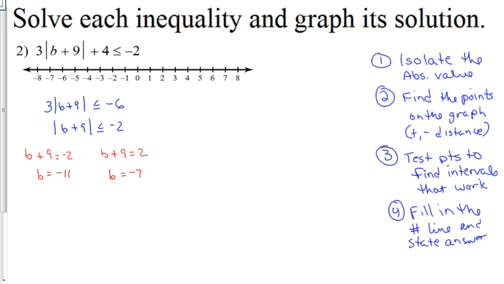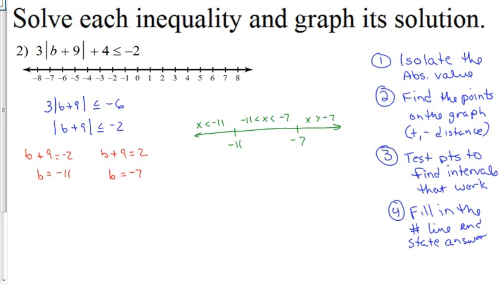Okay, seeing that they don't fit on the graph, that leads me to believe that there's something fishy going on here. Let's try plugging in some points and seeing if anything works. So here's negative 11, here's negative 7. All of the numbers that are less than negative 11 look like this. All of the numbers that are greater than negative 7 look like this. And the numbers in between, remember from quadratics, that looks the same every single time.